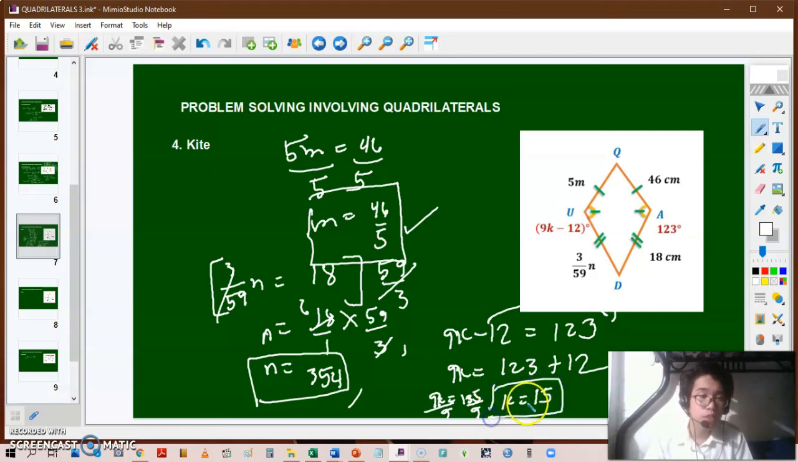If you substitute the value of k there, that's going to be 9 times 15, right? Because that's 9k. So that's going to be 135, and minus 12 you get 123, which is its opposite angle. So there we got the value of m, the value of n, and the value of k for our kite.